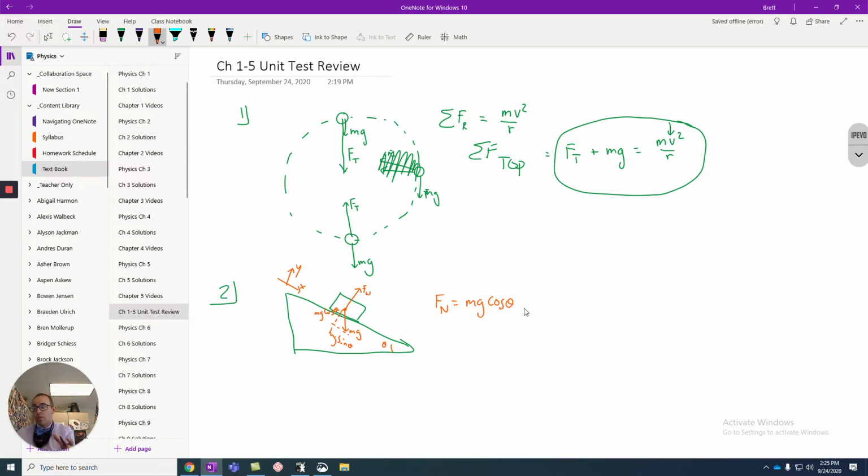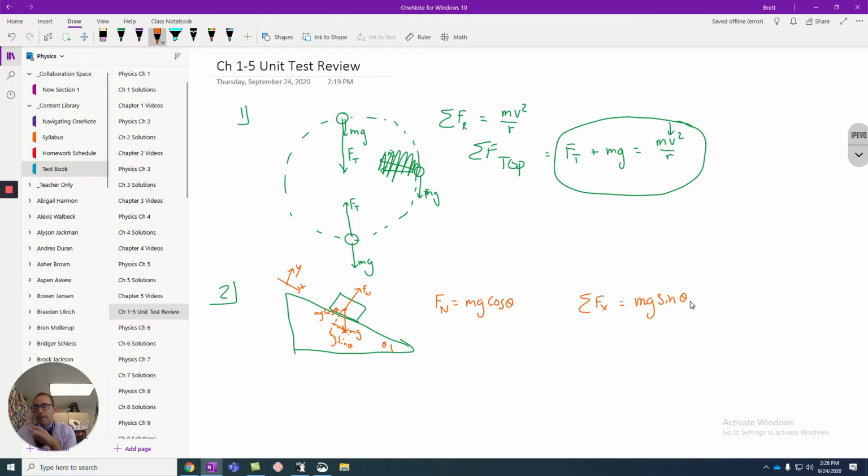Now that's always true for a surface where an object is sitting on the surface, not being lifted by a string or pulled by other people vertically. As long as all the weight is resting on the surface, the normal force will be mg cosine theta. But the sum of the forces in the x direction will equal, and if we look, there's only one force acting in the x direction. It is mg sine theta.